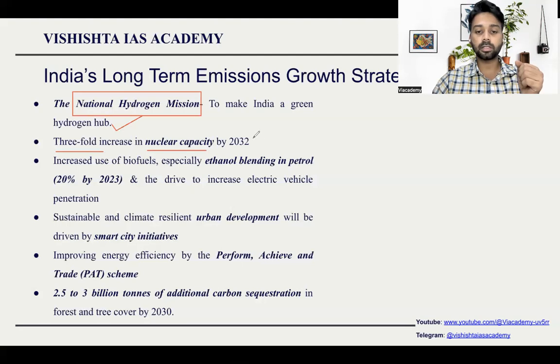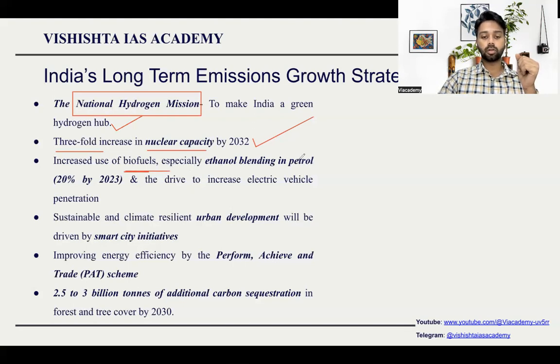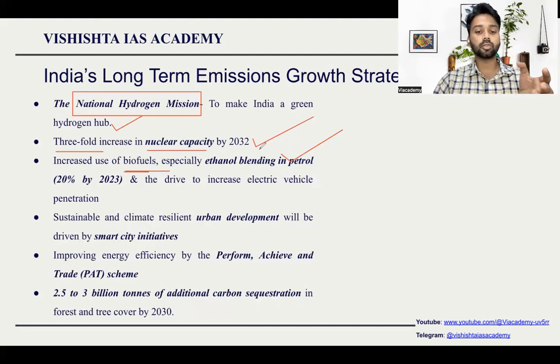Threefold increase in nuclear capacity by 2032. This was also mentioned. Biofuels will be used more. Biofuels are ethanol blended petrol. So petrol is there for the vehicles. Out of the entire amount of petrol, we will ensure that 20% of the petrol quantity includes biofuels, fuels which are made using renewable methods, by 2023. So this is the target.